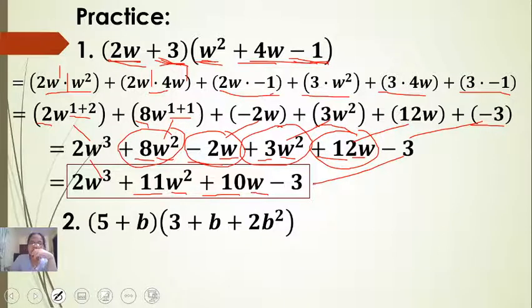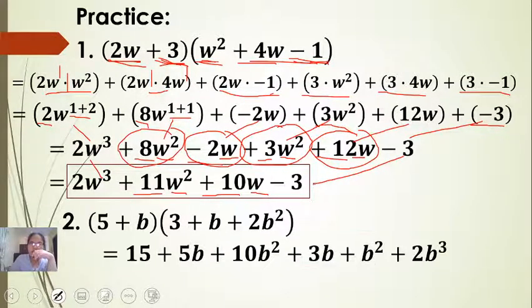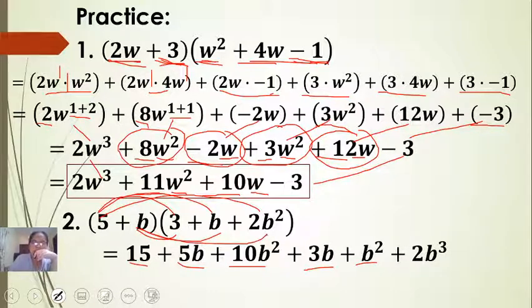How about 5 plus b times 3 plus b plus 2b squared? So applying the same rule, multiply 5 and 3 first, that will give us 15. 5 and b, that will give us 5b. 5 times 2b squared, that's 10b squared. And then b times 3 will give us 3b. b times b, that will give us b squared. And then b times 2b squared is 2b cubed.